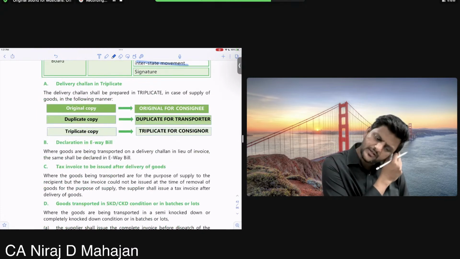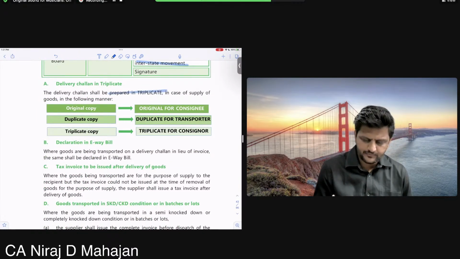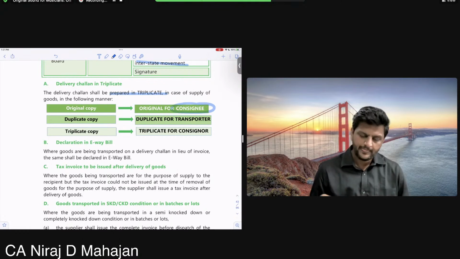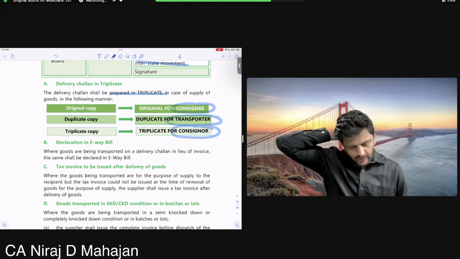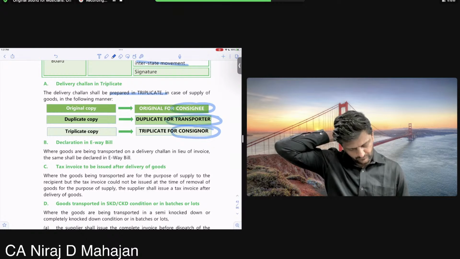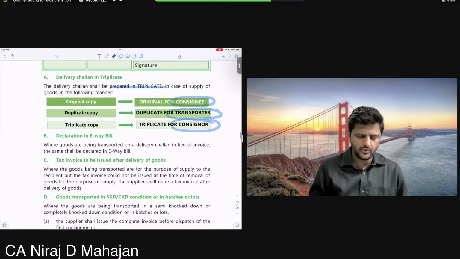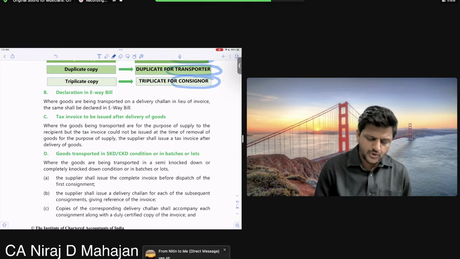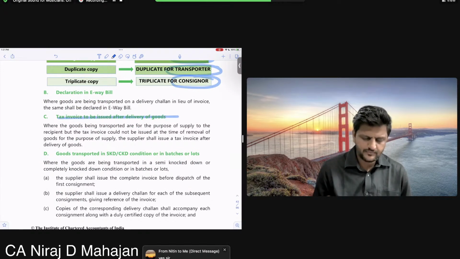Delivery challan shall be created in triplicate. Original for the consignee, the recipient. Duplicate for the transporter, and triplicate for the consignor themselves. Then e-waybill you'll declare that. Then the tax invoice is to be issued after delivery of goods.